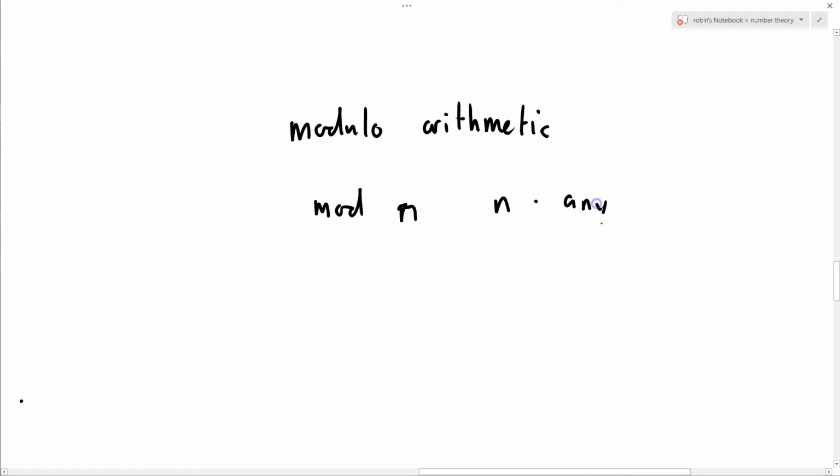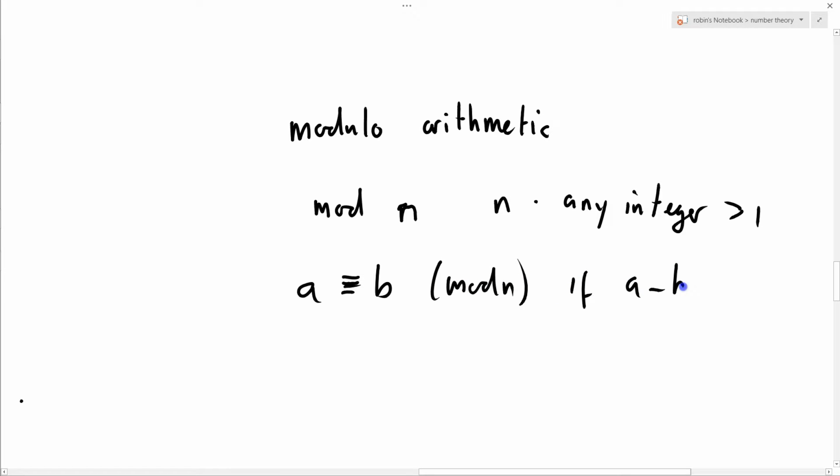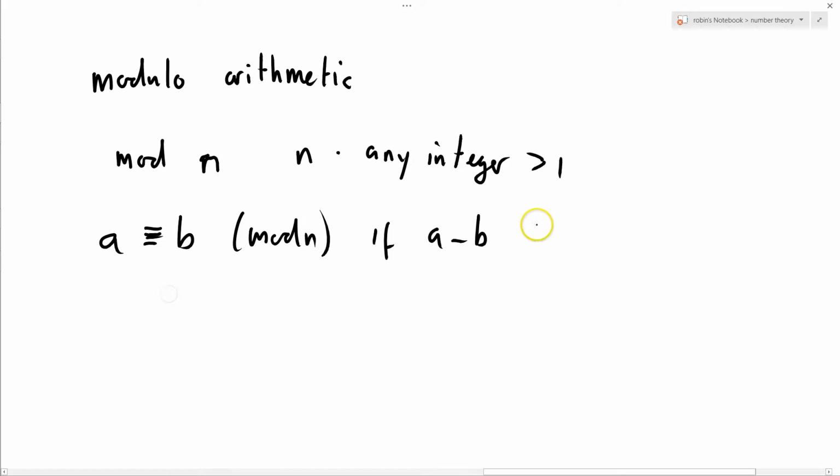Okay, I'm going to consider modulo arithmetic. And the basic definition of modulo arithmetic is quite easy. I'm going to introduce a concept called modulo, let's say modulo n, where n is any integer greater than 1. And I say that a equals b, sometimes you say a is equal to b with kind of three lines, modulo n if a minus b is a multiple of n.